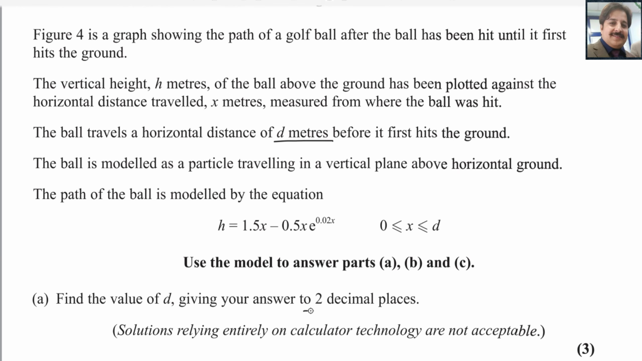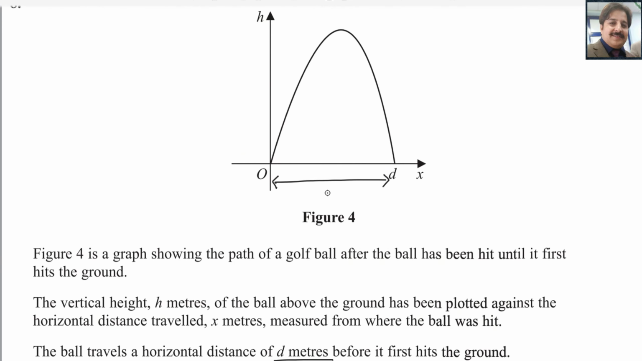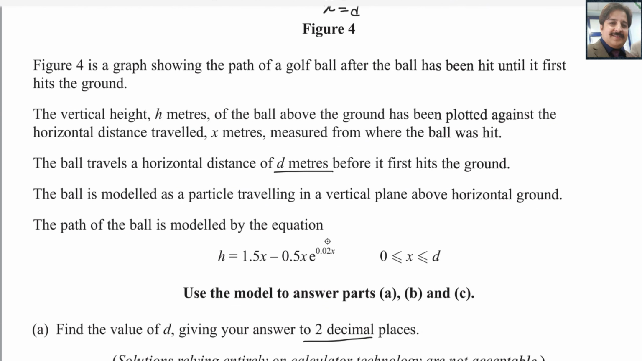You need to find the value of d, this horizontal distance. You could say that x equals d here. When it first hits the ground, height is 0. The maximum height attained by the ball is given like that. Let's say this is h and this one is d, the horizontal distance when it first hits the ground. So x equals d and the maximum height is h. When it hits the ground, height is 0. By using these two things in this equation, we could find the value of d.